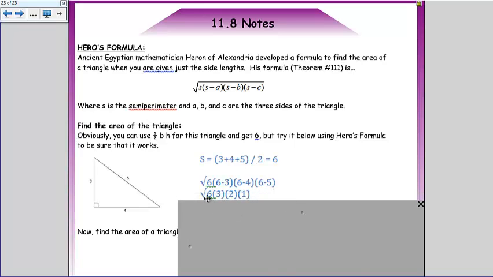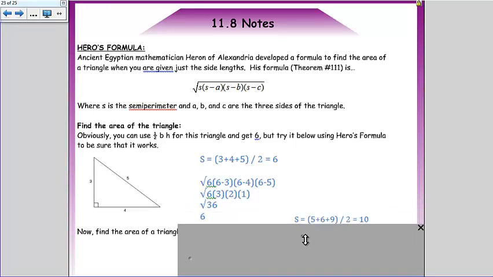And that gives us this setup, 6 times 3 times 2 times 1, all in a square root. 6 times 3 times 2 times 1 is 36. So I have the square root of 36, which is 6. So sure enough, it worked. It gave us an area of 6, even on a very simple triangle. If you ever have the simple triangle, you will probably choose to use the 1/2 base height formula.